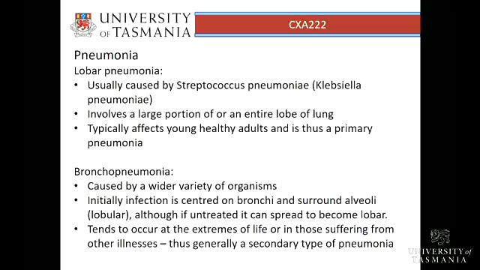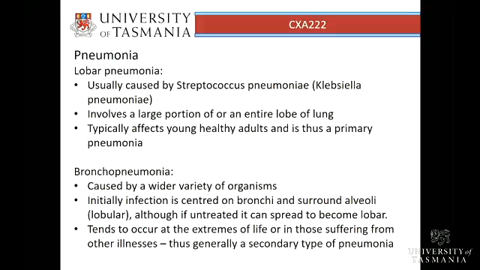So lobar is generally caused by Streptococcus pneumoniae or a Klebsiella, and it will involve a large portion of the lung. It can either be confined to one lung or it can be bilateral, not often bilateral, but it can be. And it will typically affect young, healthy adults. So it's a primary infection. You've been exposed to this pathogen and it's kicked off the immune response.